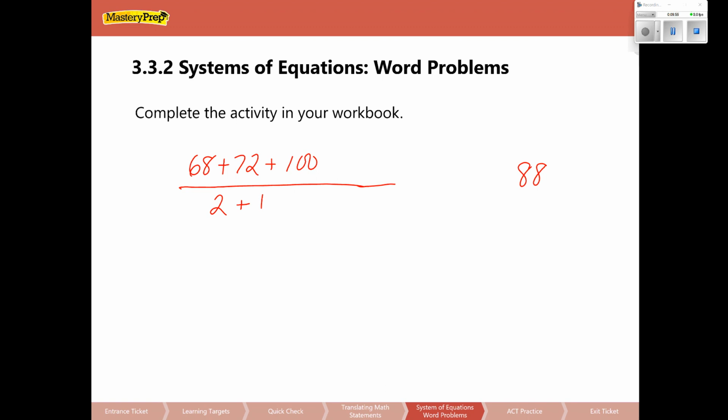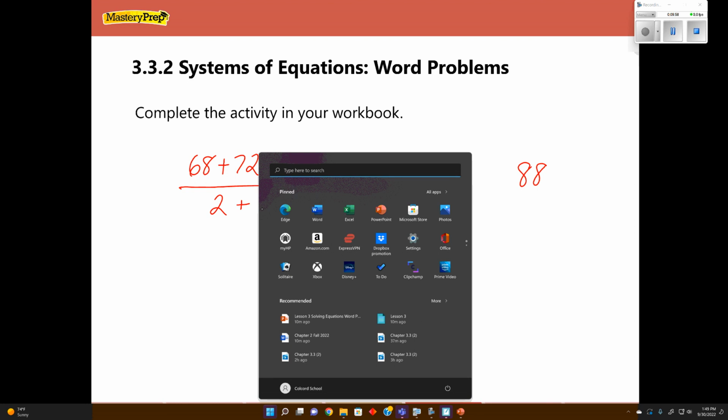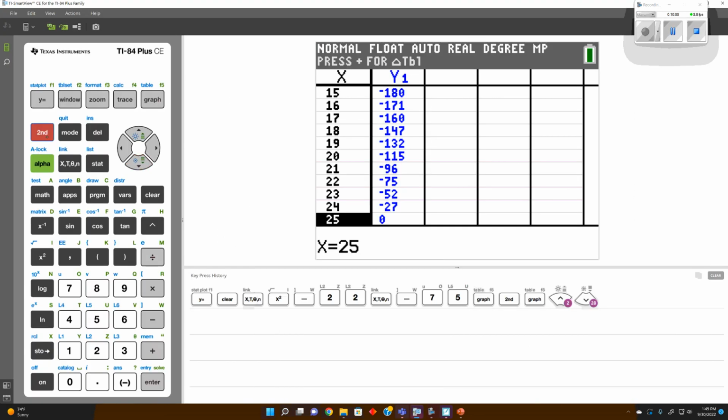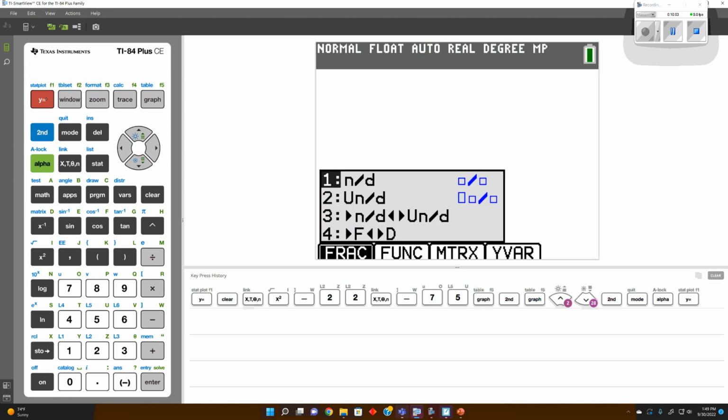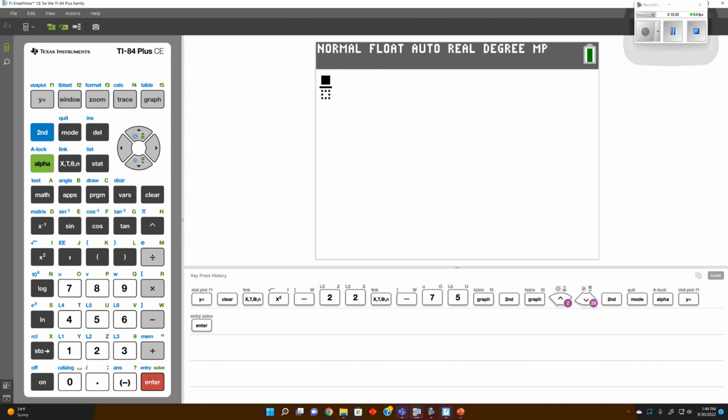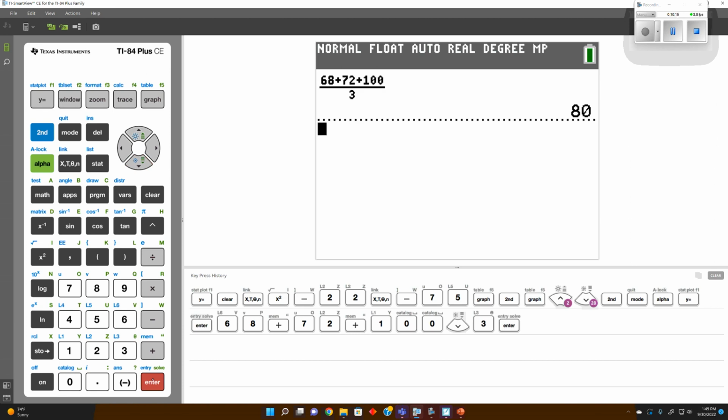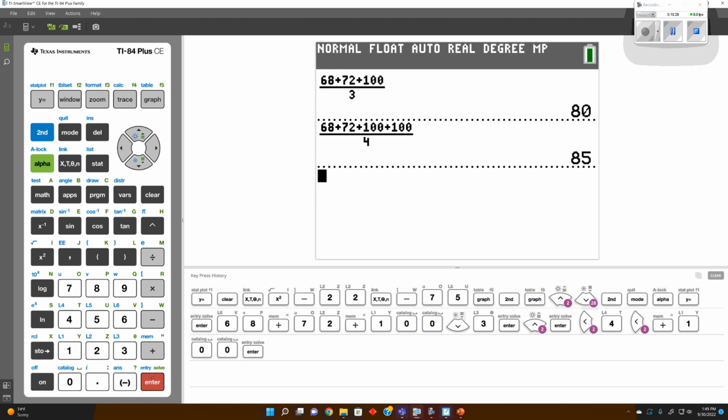So, I can get the calculator back out. Second quit. Alpha y equals enter. Because we had 68 plus 72 plus 100. How many tests is this? Is that 88? No, okay. So we can change this to 4 because we can add another 100-point test.